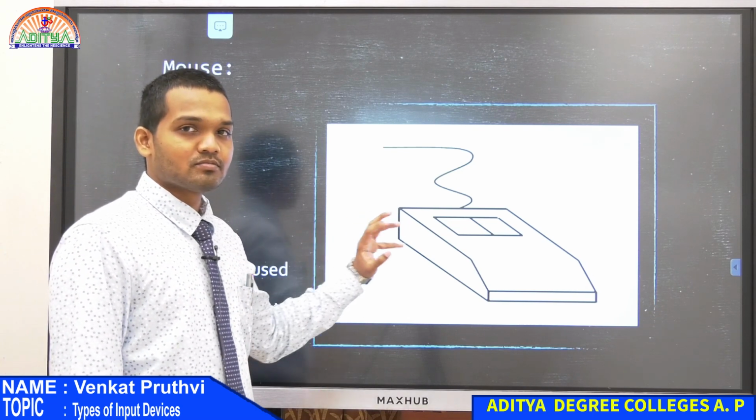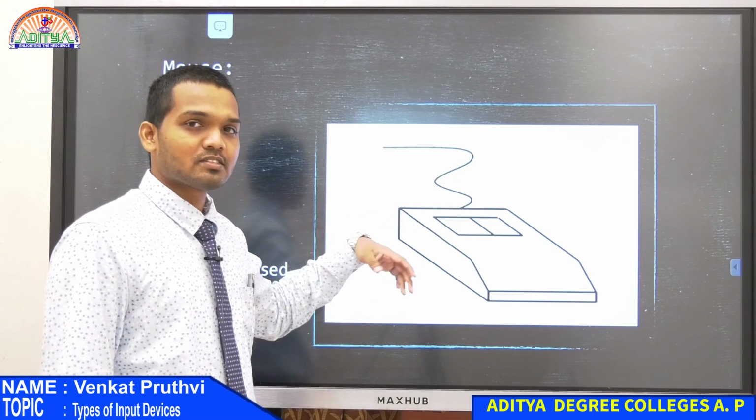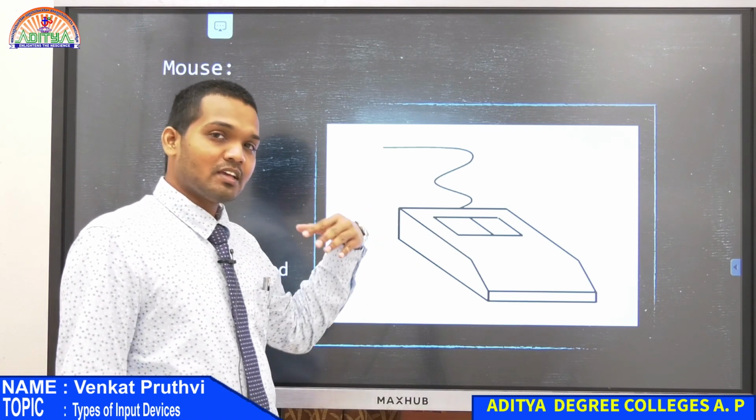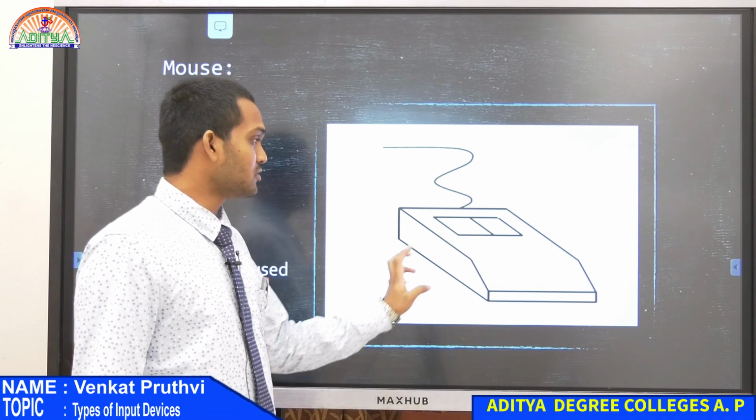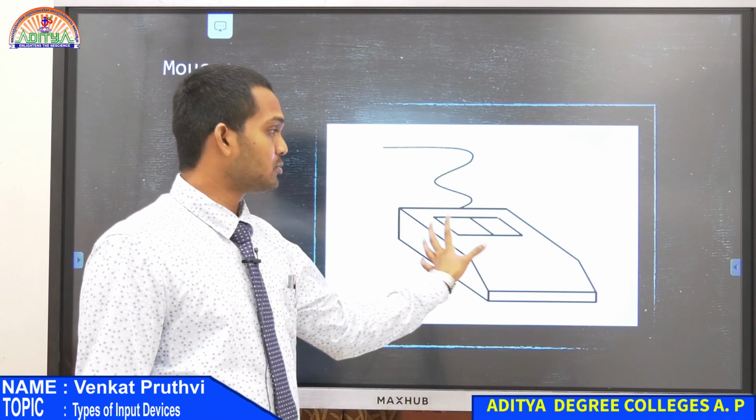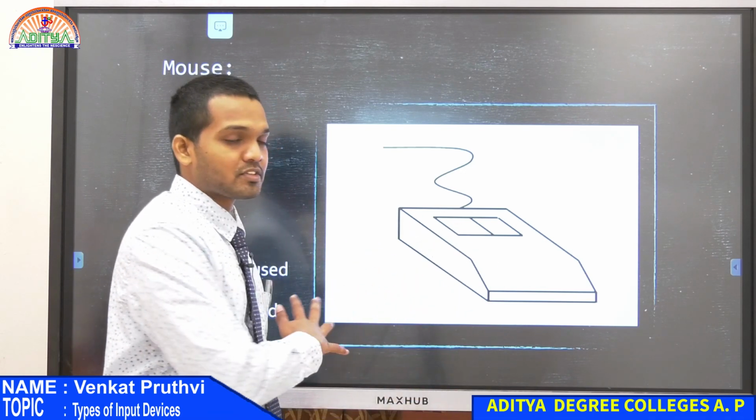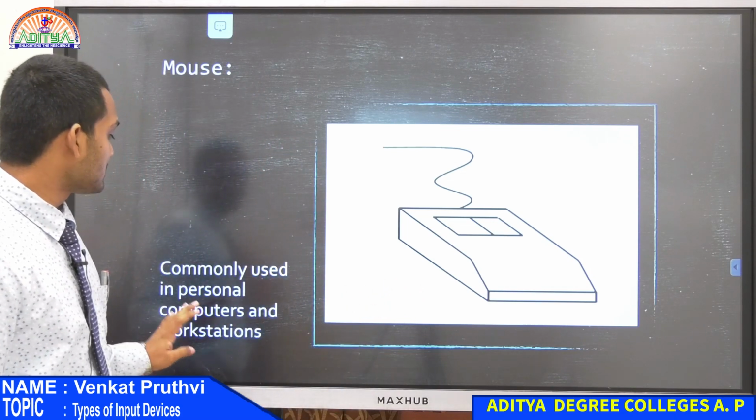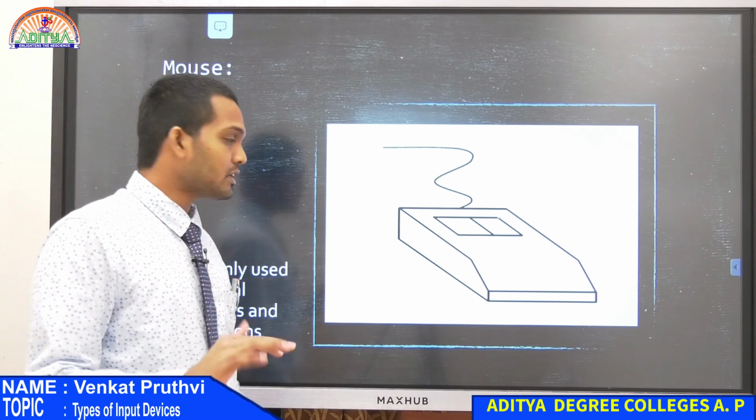This is just a basic drawing, so just try to accept this one. Generally, this is how mice used to look in the initial days. They only used to have two buttons and it used to be in this kind of a shape. So, what is this mouse used for? It is commonly used in personal computers and workstations. We are using it even today.